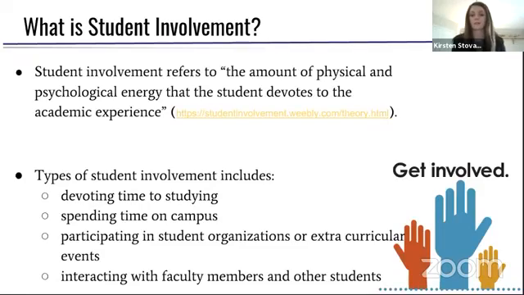Participating in student organizations or extracurricular events. So maybe you don't want to be in a student organization, but there's something happening that day on campus and you want to go to that. That's a type of involvement. And then also interacting with faculty members and other students in your class. So through group projects, study groups, going to office hours. Those are all also very important engagement aspects.